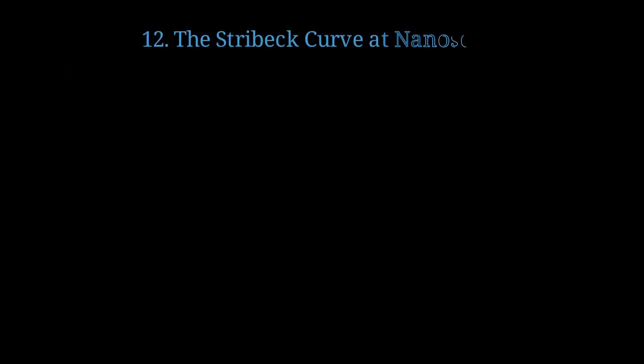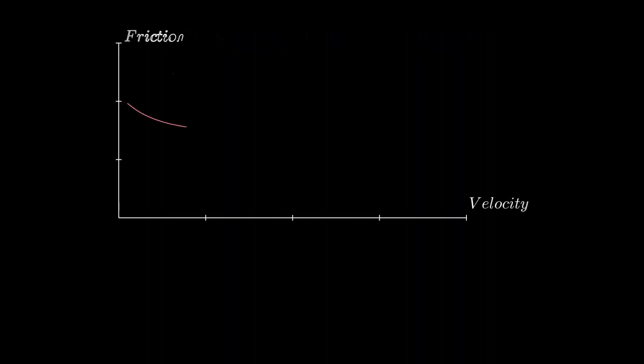The Stribeck curve helps us understand friction behavior across different velocity regimes. The Stribeck curve shows how friction varies with sliding velocity through 3 regimes: boundary, mixed, and fluid. At nanoscale, we typically operate in the boundary regime, where surfaces are in direct atomic contact. Friction coefficients at nanoscale range from 0.001 to 0.1 compared to 0.5 or higher at macroscale.